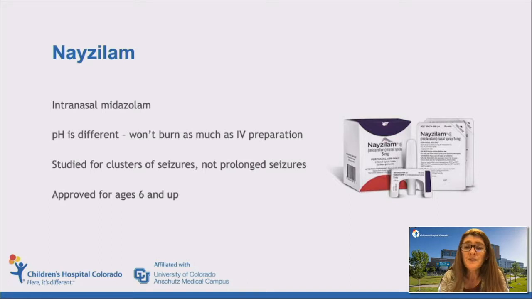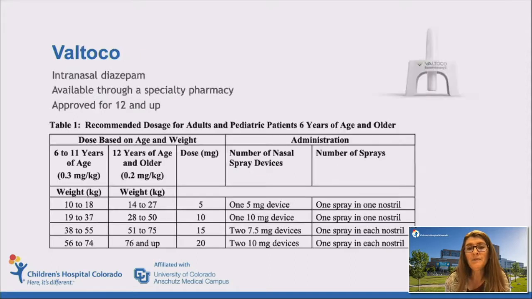One of the differences between diazepam, which is Diastat, and midazolam, which is what's used in Nasolam, is the duration of action. So midazolam is relatively fast acting, but it also comes out of the system fairly quickly, whereas diazepam has a longer range of action. So for clusters of seizures in many patients, there may be better response to a diazepam preparation than a midazolam preparation. So that's an important thing to keep in mind as seizures change over time.